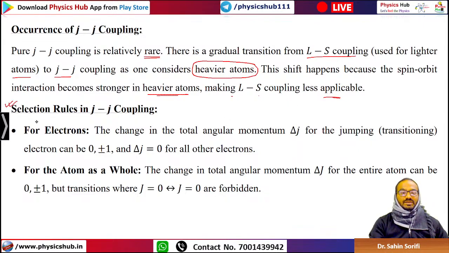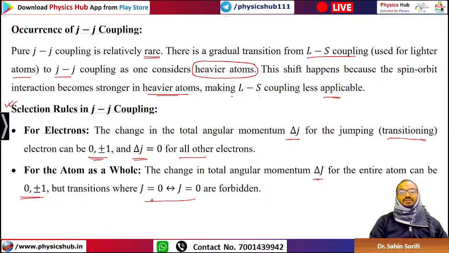Selection rule for JJ coupling: for the jumping or transitioning electron, the change in total angular momentum J may be 0, plus minus 1, and delta J equals 0 for other electrons. For the atom as a whole, the change in total angular momentum delta J could be 0, plus minus 1, but J equals 0 to 0 is forbidden. These are not so important, but for the sake of completeness I have provided them, and I will provide you the PDF in the course folder.